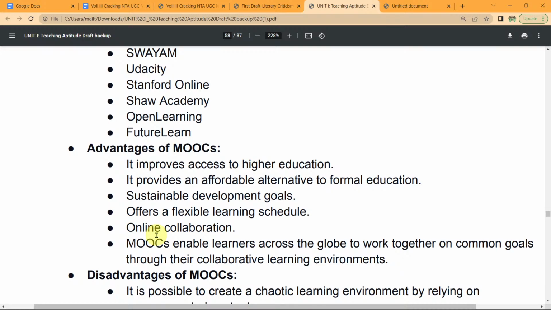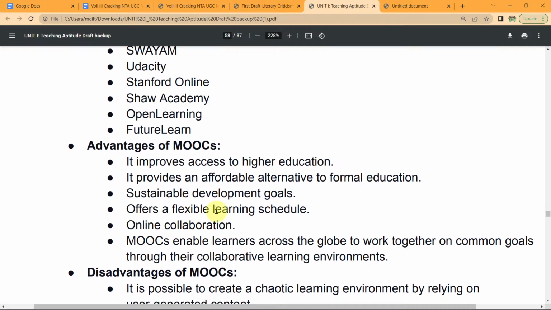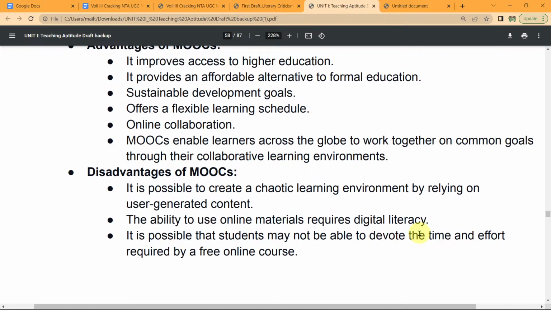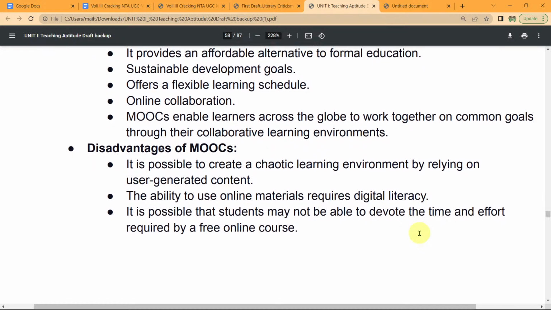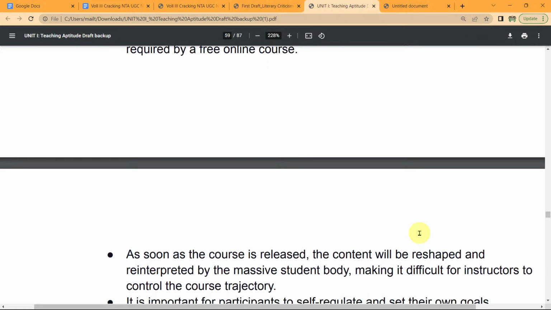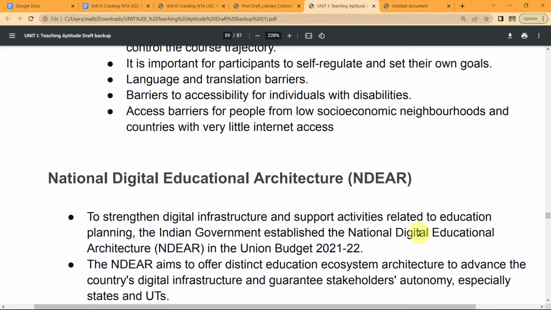Advantage of MOOC, of course, you can access it anywhere, wherever you are. Disadvantages: it is possible to create a chaotic learning environment by relying on user generated content, and also evaluation is not that accurate in MOOC. So these are the main disadvantages.